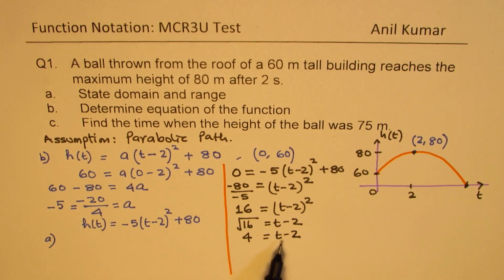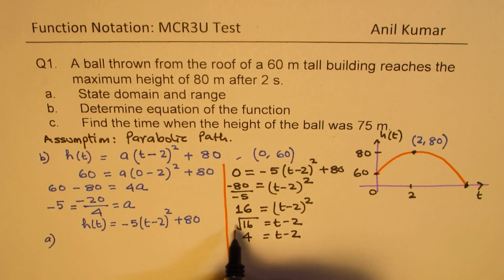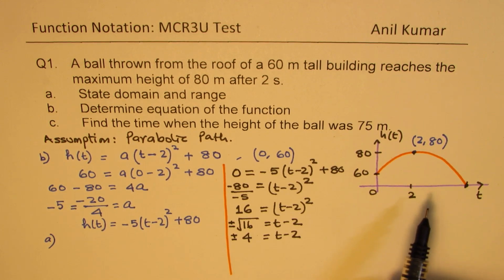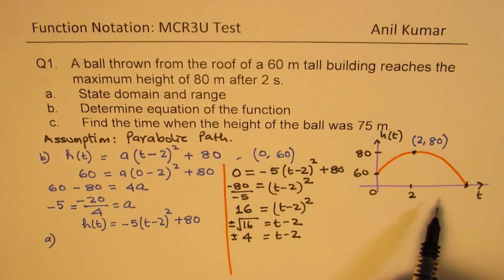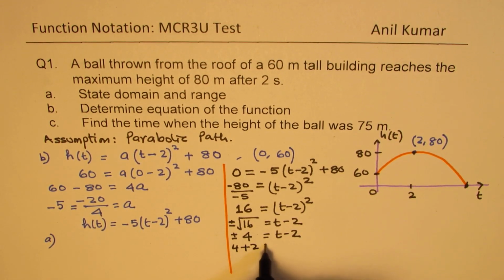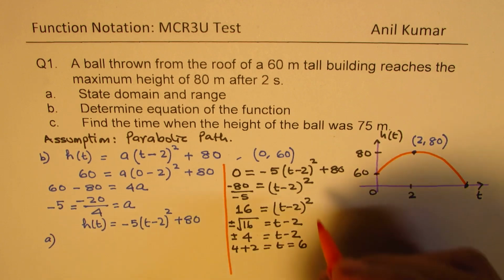So from here, we can find the value of t. Now remember, when you do square root, you should do plus and minus. So you get plus and minus 4. However, in this case, we definitely know that t is greater than 0. So you have to take the positive value. So we get 4 plus 2 equals t, which is 6. So we get the time t as 6. Clear?